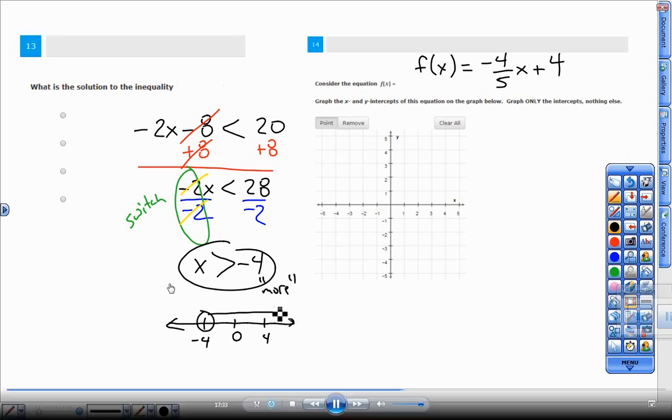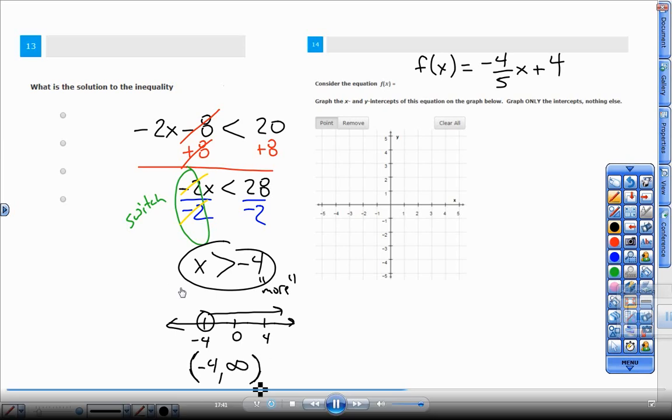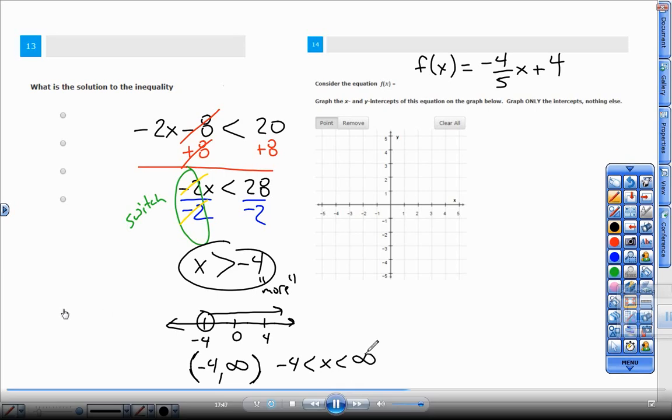And again, if I wrote that in interval notation, rounded bracket on that -4, comma, infinity, rounded bracket. Set notation would be -4 less than x less than infinity.